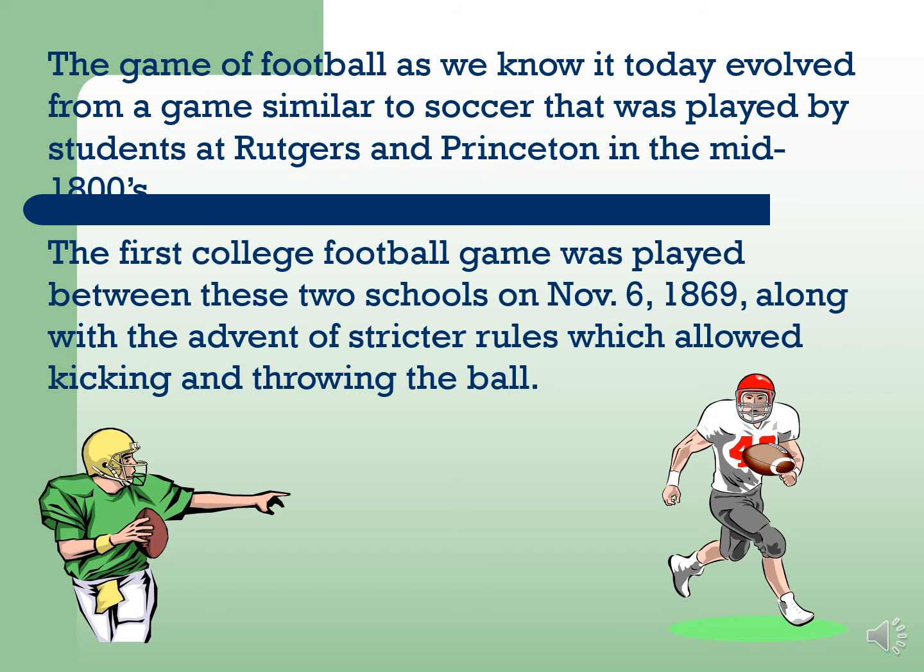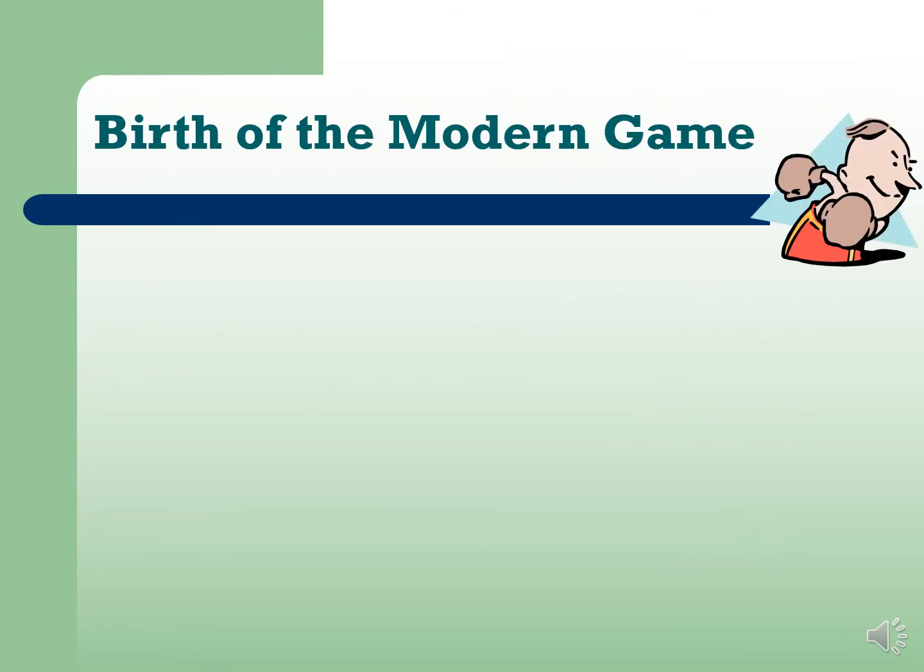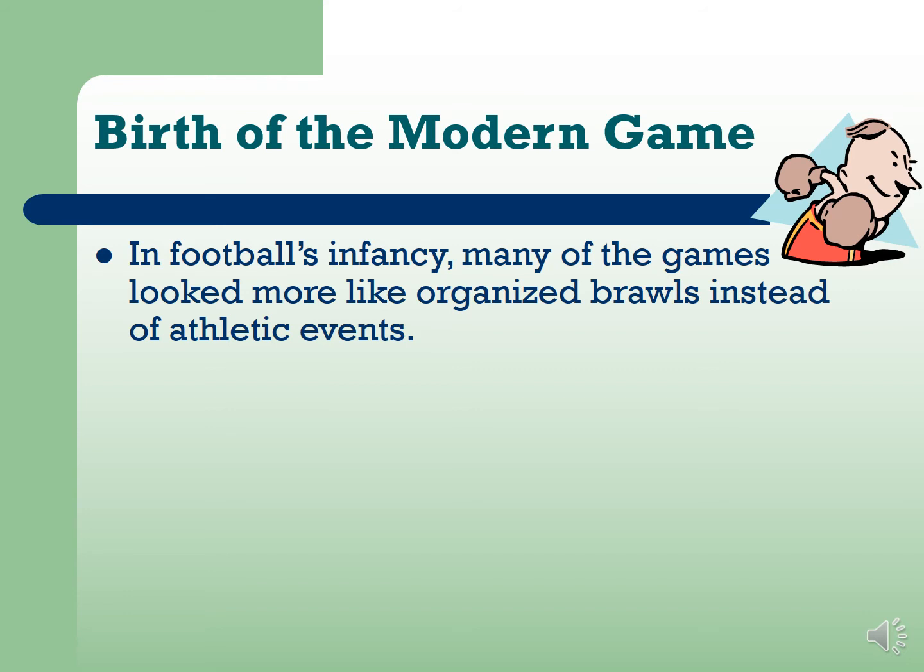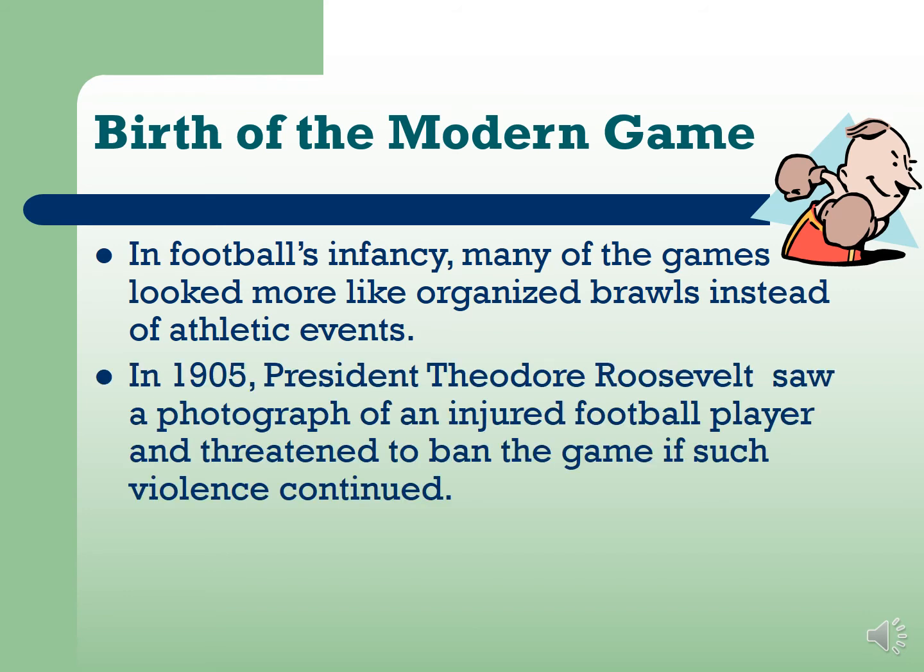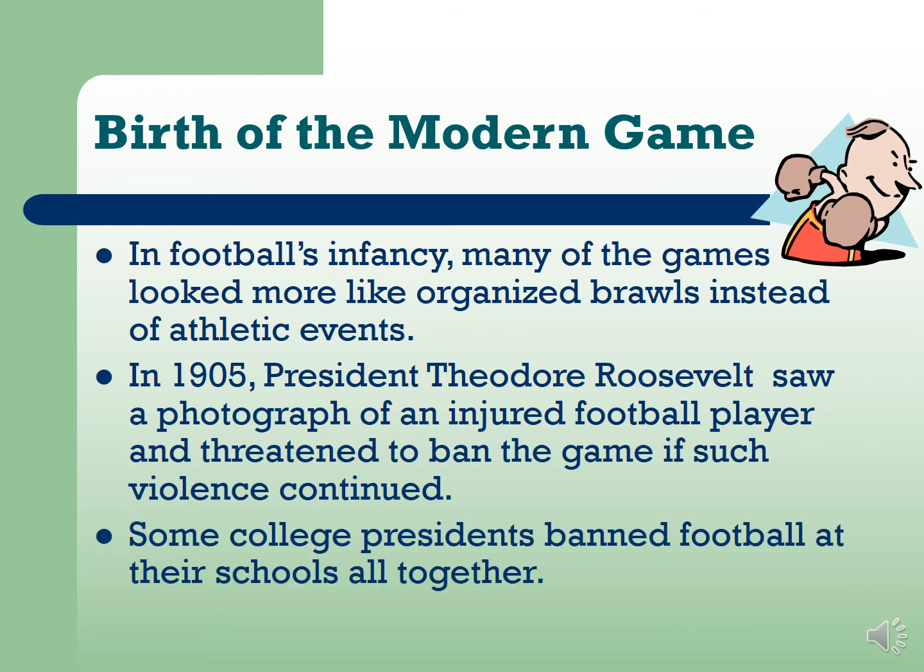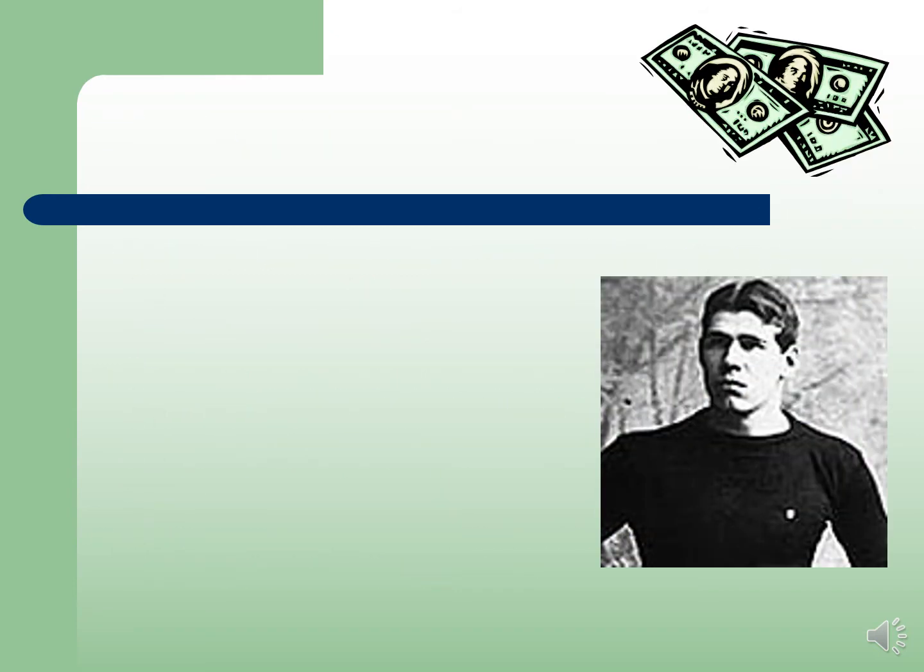1869 is when they started to actually play the game with rules and kicking and throwing the ball, and the forward pass would come in later on with football. In football's beginnings, the games were pretty violent. They looked just like organized brawls. Teddy Roosevelt, the president, and Congress decided to end the violence by regulating the sport. After that, they cleaned everything up, and the sport became very popular. And the universities banded together, conferences, and stuff like that.